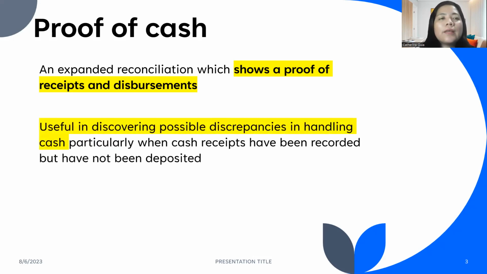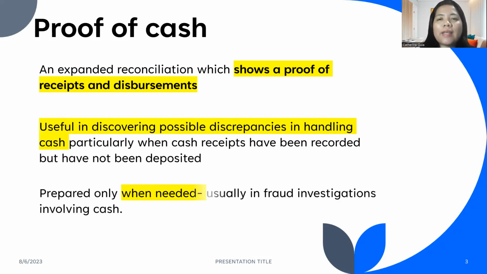Okay, and it is useful in discovering possible discrepancies in handling cash, particularly when cash receipts have been recorded but have not been deposited. And this is prepared only when needed. As opposed to the one-date bank reconciliation we prepared last time, wherein we prepared the bank reconciliation every month, proof of cash, on the other hand, is prepared when needed, usually in fraud investigations involving cash.